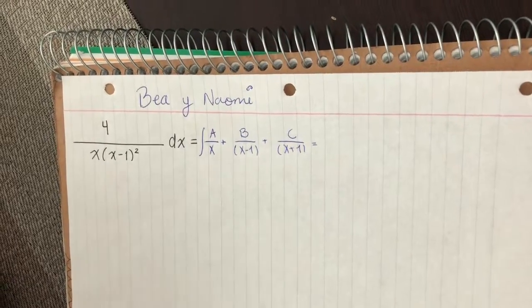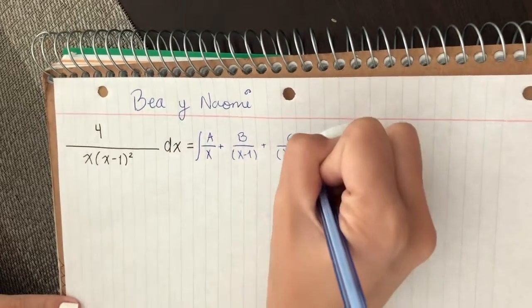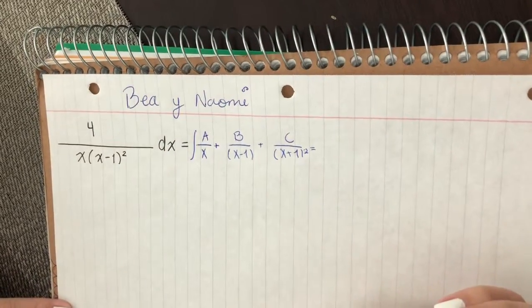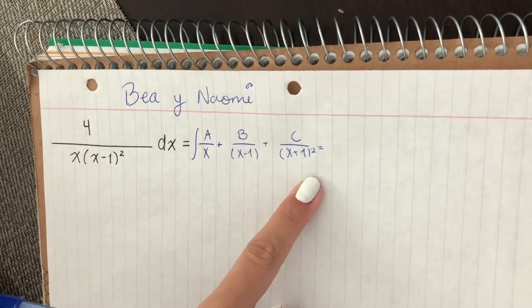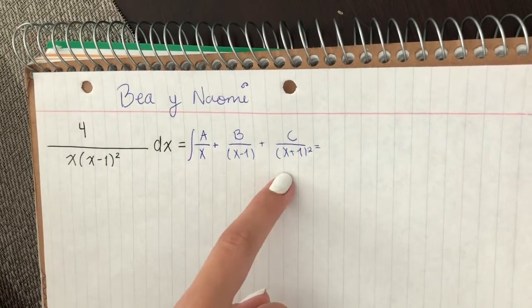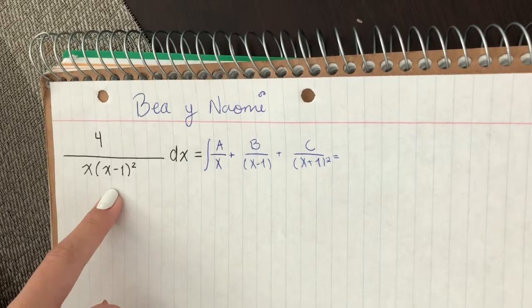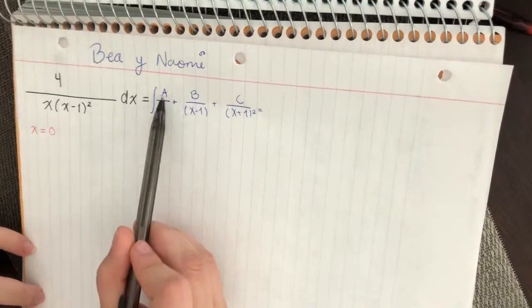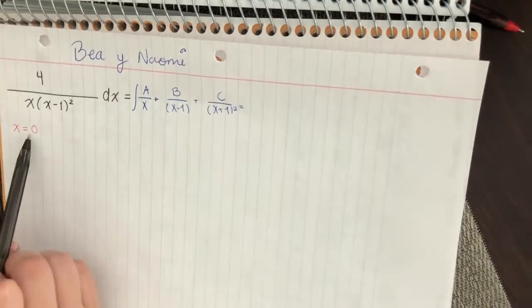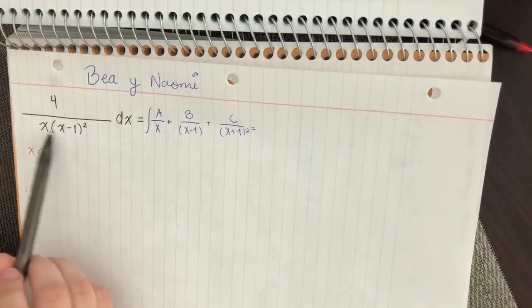In this case, since this is a square binomial, we need to put it squared, because when you try to sum this, you need to put it in square, so it's going to be the biggest exponent. Now we're going to find these three letters, substituting 0 on this.